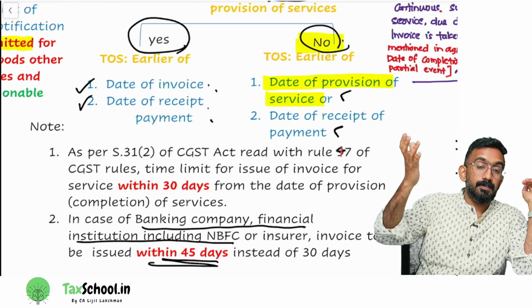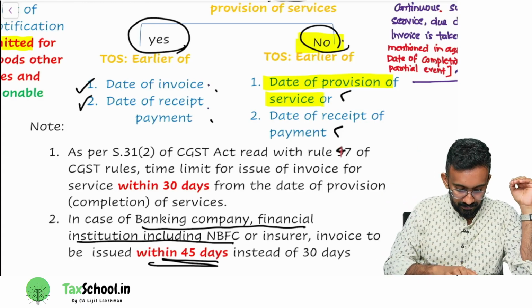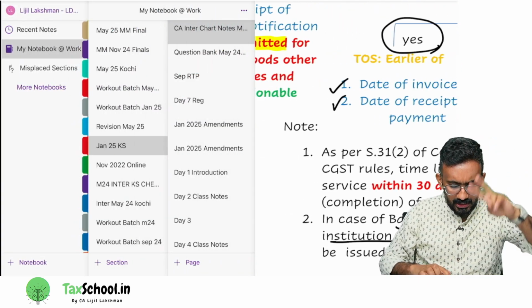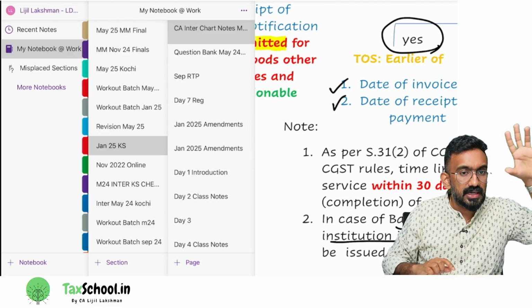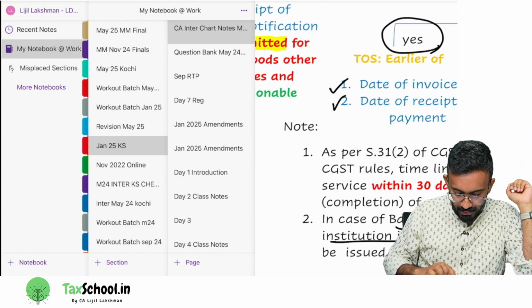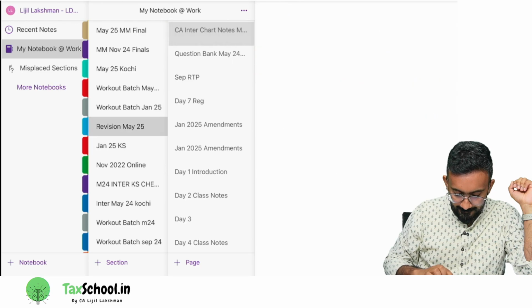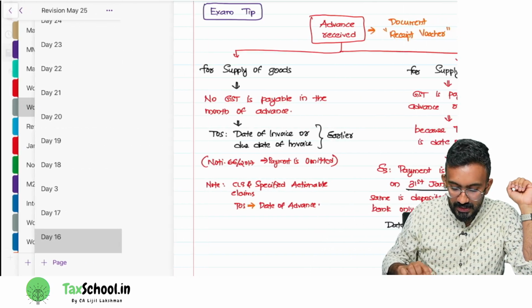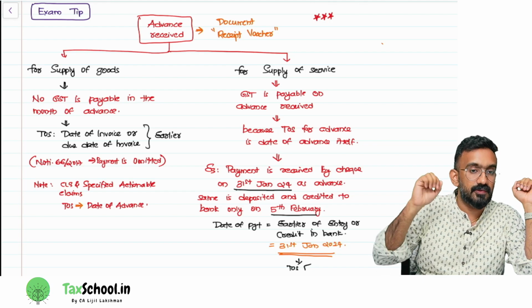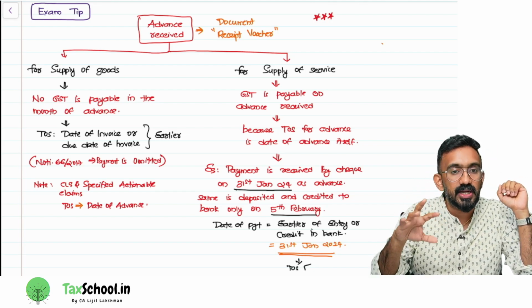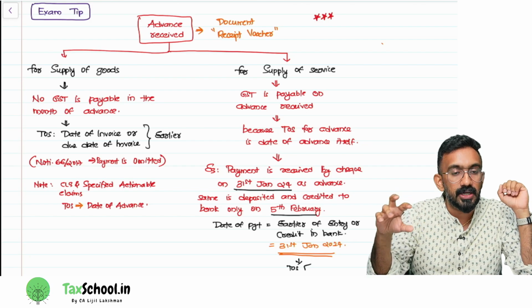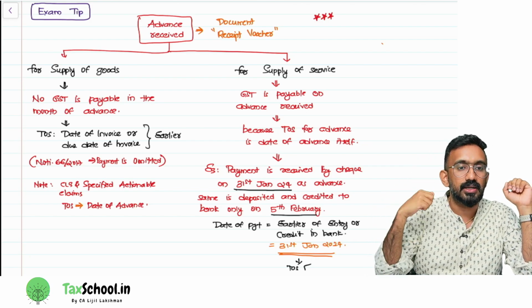So in an examination question, they're given two advances. Mr. Raju is supplier of goods and service. He received advance in January. Advance of 1 lakh received for supply of goods, and advance of 2 lakh received for supply of service in January. How much money will be included for computing liability for that month? 1 lakh or 2 lakh?